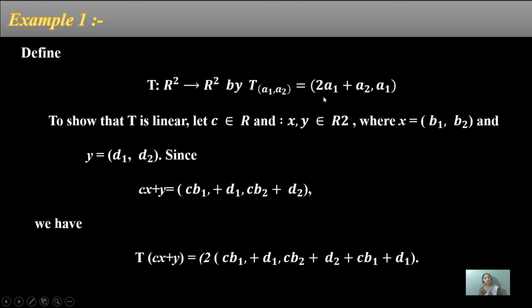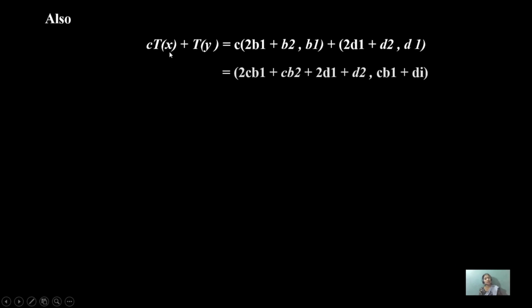The equation is generated with 2 common, a1 plus a2, in this form. T(a1, a2) is then obtained with cb1 plus d1 in the first component, and cb2 plus d2 plus cb1 plus d1 in the other form. In the same way, T(x) means c common times (2b1 plus b2, b1), and T(y) is (2d1 plus d2, d1). This equation comes in the form of the example, with a common factor.